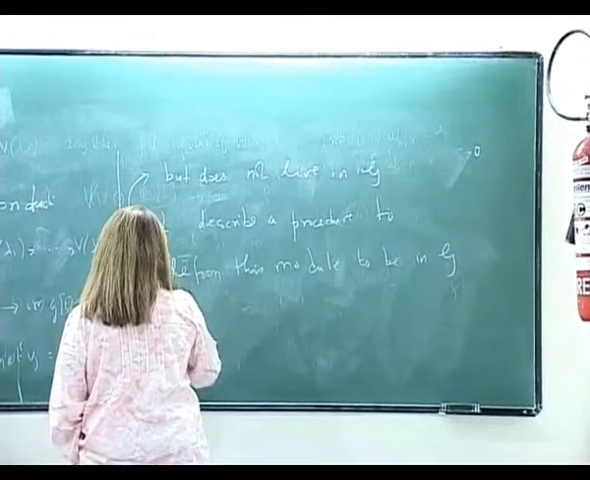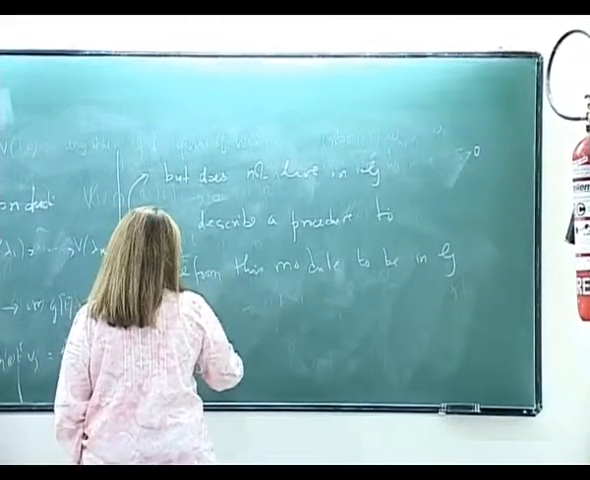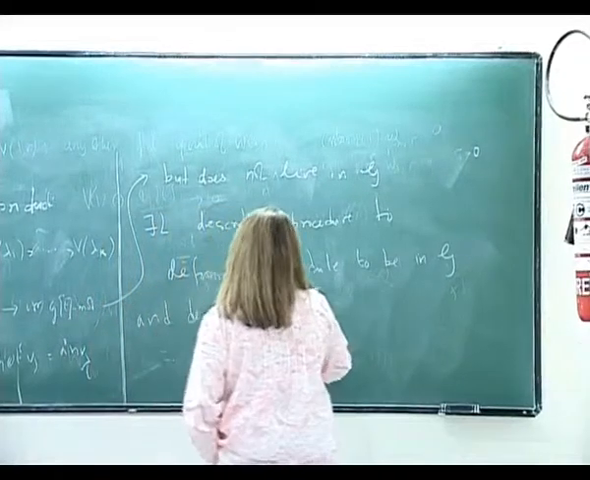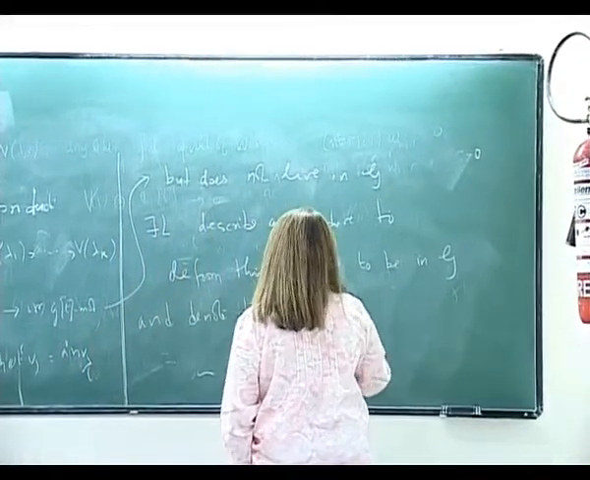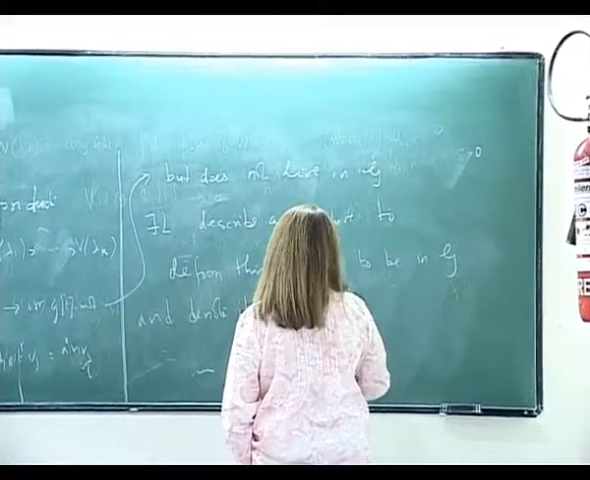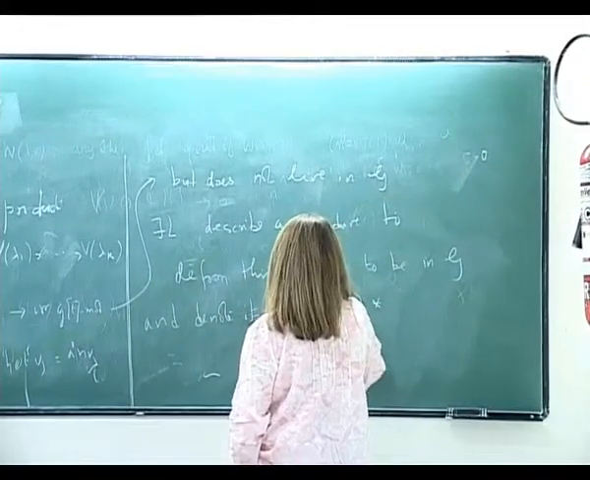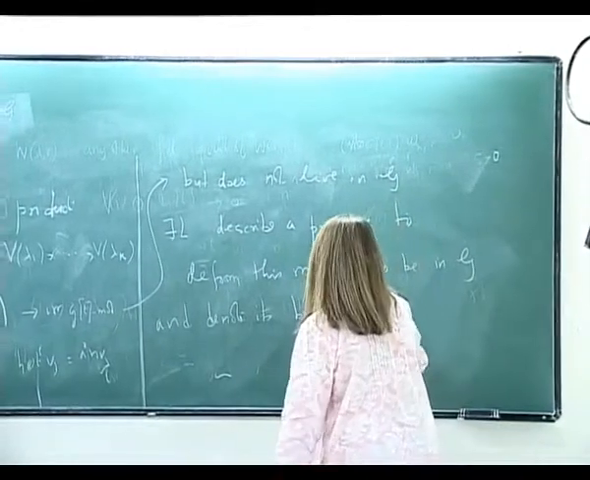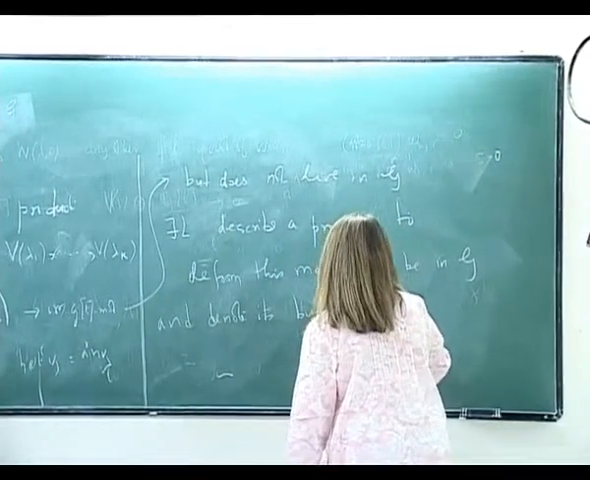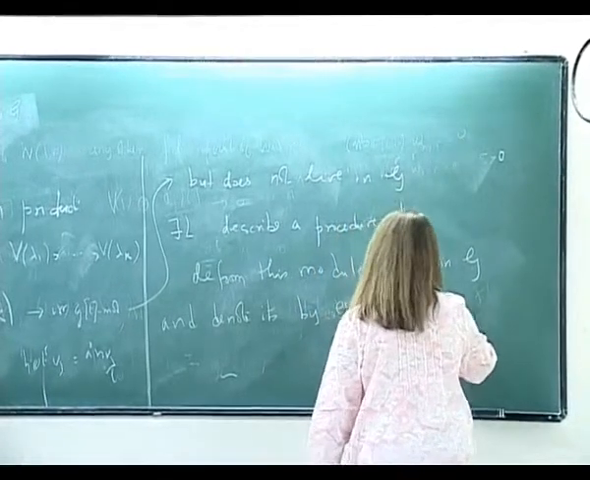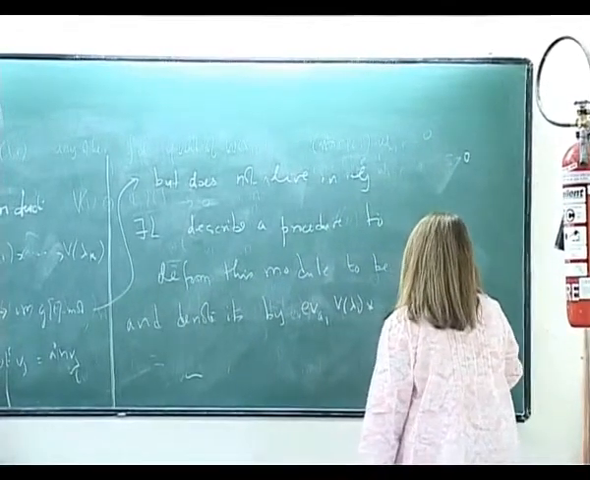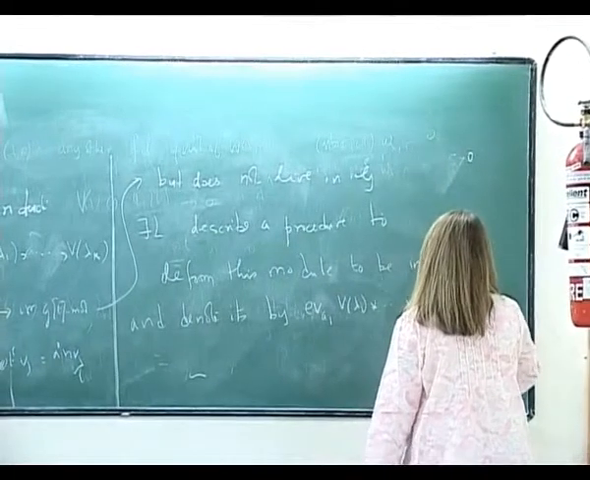And they denote it by ev a1 V lambda 1 star tensor, and so on. So that's why it's called fusion. You're replacing tensor by this star. Okay.